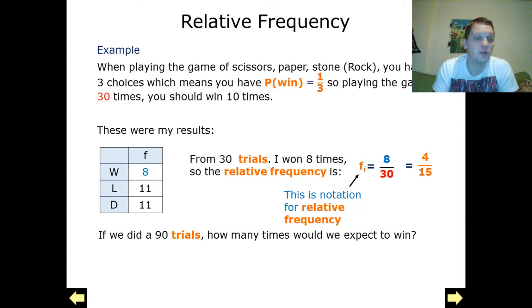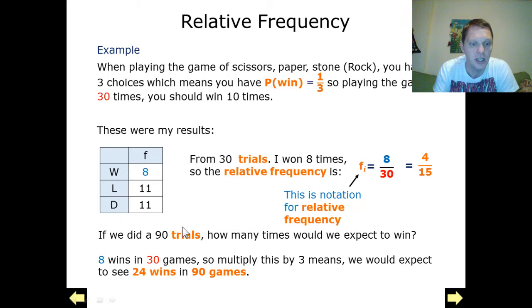Now, I could be asked the question, maybe if I did 90 trials, how many times would I expect to win? Now, you've probably spotted straight away, I did 30 trials beforehand. If I multiply my 30 by 3, that will give me my 90 trials. So if I won 8 times from those 30 trials, if I multiply that by 3 also, I'd expect to win 24 times from my 90 games.